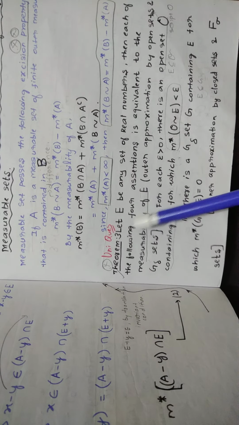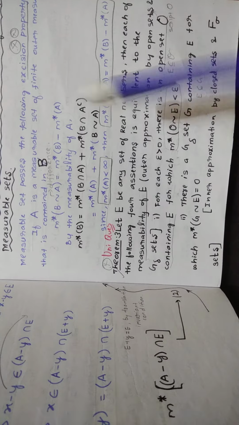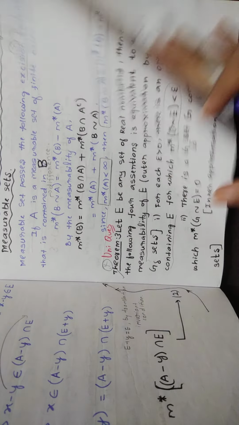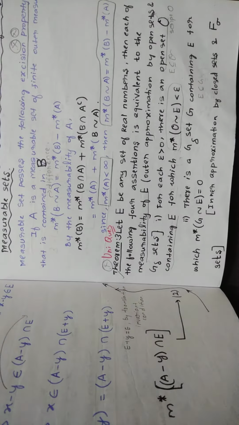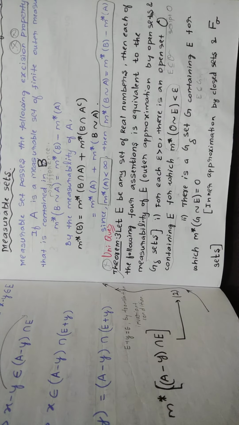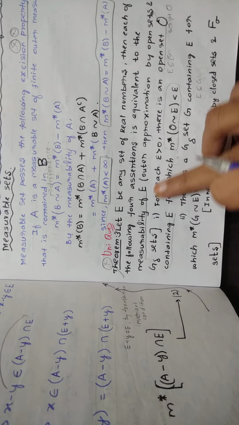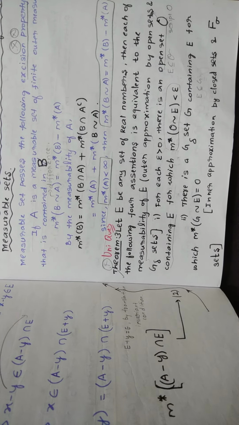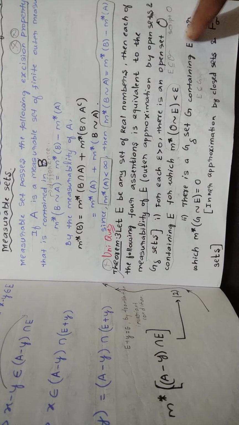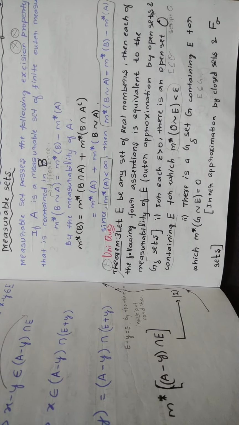Look at the statement. E is a set of real numbers. Then four assertions are given, four conditions, four parts are there in this statement. You have to prove they are equivalent. Here the measurability of E is given. If E is measurable, then you have these conditions. You have to prove the equivalent conditions. So let's start proving.